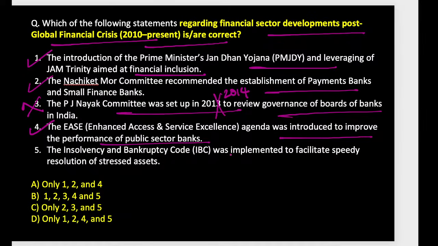The EASE, Enhanced Access and Service Excellence agenda was introduced to improve the performance of public sector banks. The Insolvency and Bankruptcy Code was implemented to facilitate speedy resolution of stressed assets. This is also true. 1, 2, 4, 5 means option D will be the right answer for this one. Option 4 is also correct. Vinod sir, option 4 is also correct in this one. The primary agenda of the EASE program was to improve the overall performance of public sector banks.